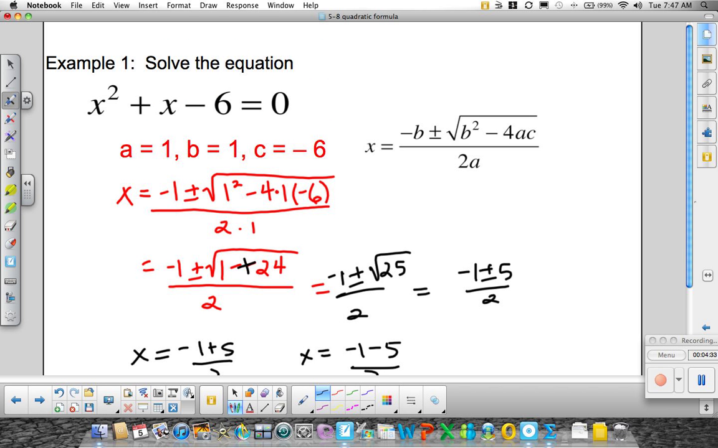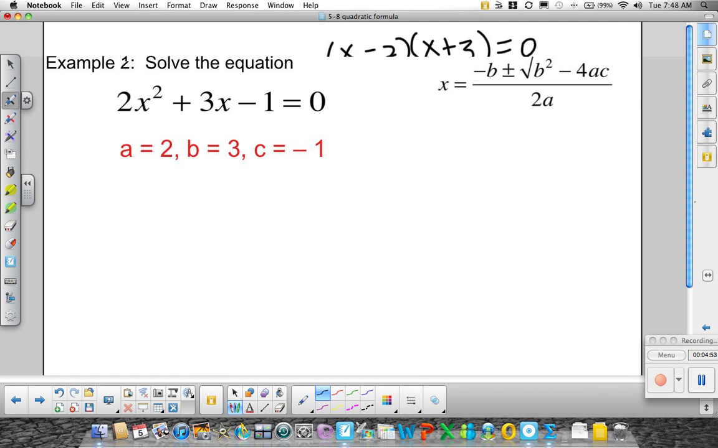And in fact, this one, you would have been able to factor. If you'd factored it, you would have gotten x minus 2 times x plus 3. And if you set that equal to 0, you can see 2 and negative 3 are the solutions. So this one happened to factor. So maybe we wouldn't have used the quadratic formula to solve it, but we could have if we needed to. All right, let's do example 2, where the equation doesn't work out quite as nicely.